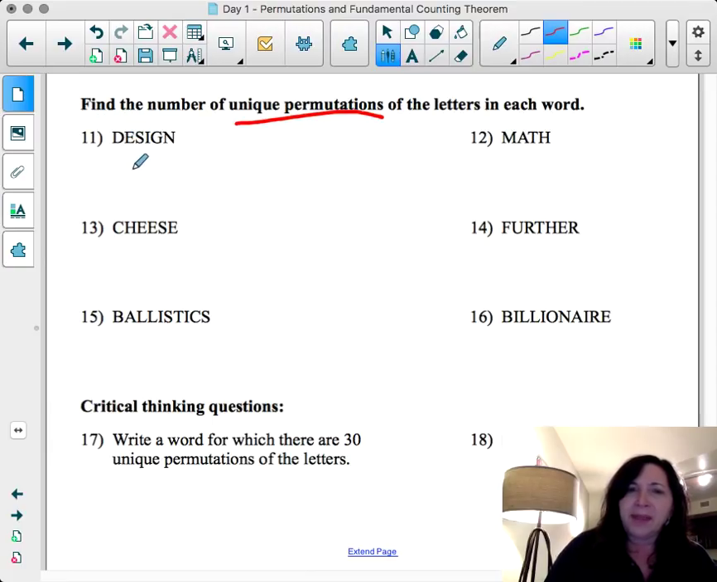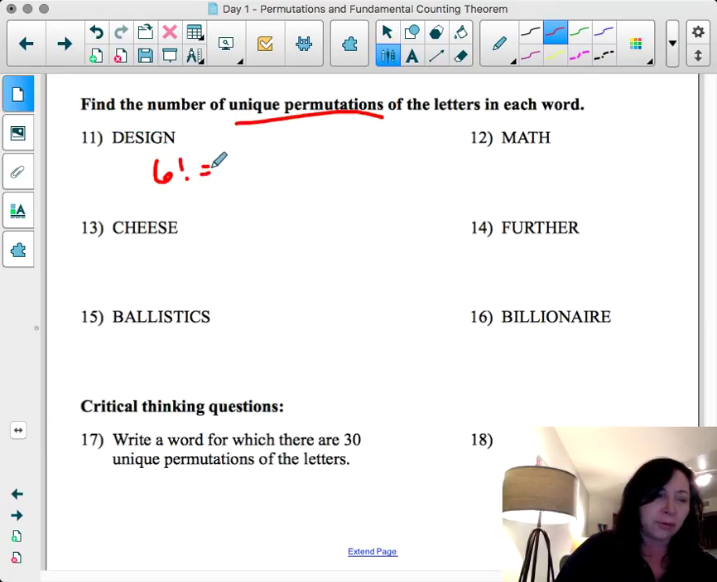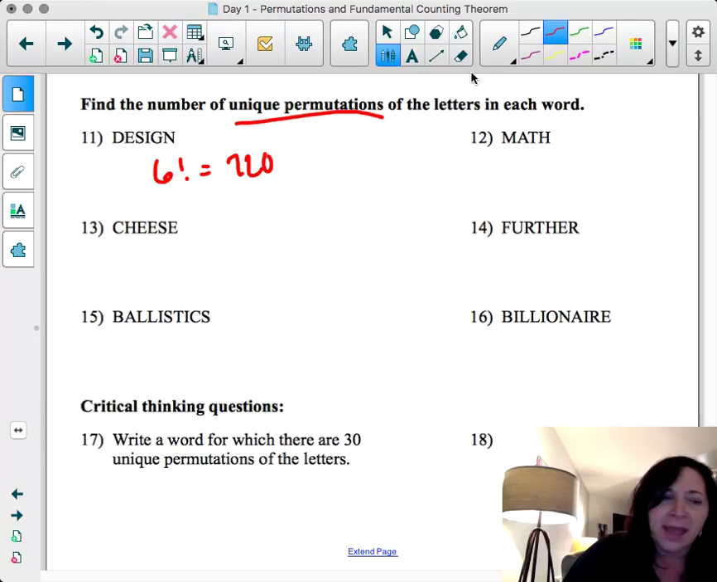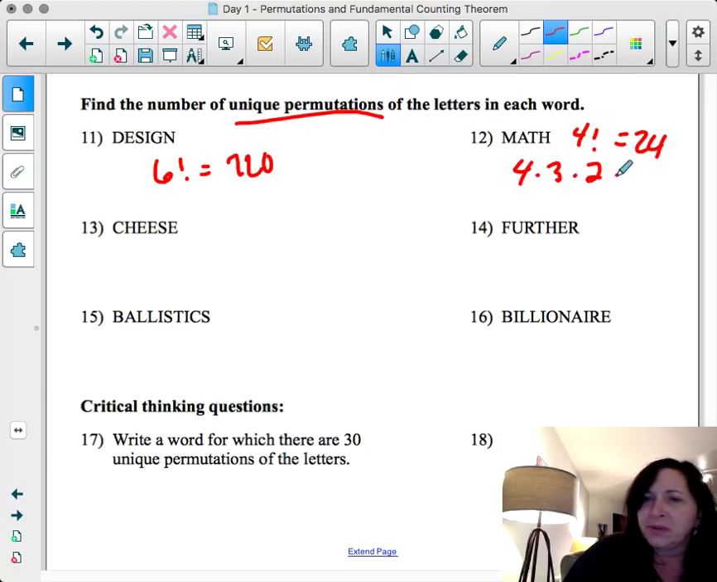How many ways can I write the word design? So we've got 1, 2, 3, 4, 5, 6. So this is going to be 6 factorial. Okay. So for this problem right here, for 6 factorial, that's just 720. We've been doing that problem a couple times now. So I have 720 different ways that I can rewrite the word design. And for math, that's just 4 factorial, which is 24. 4 times 3 times 2 times 1.